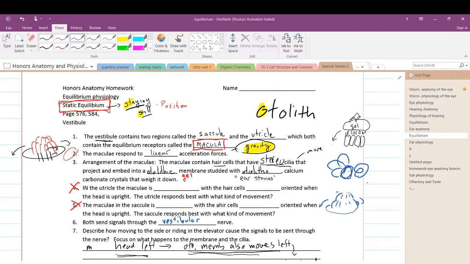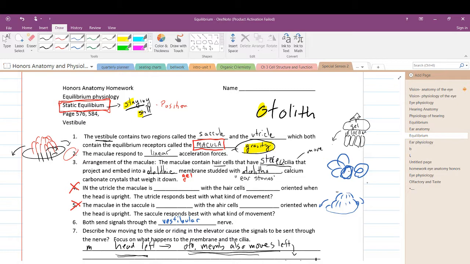So, the organ is the macula. It responds to gravity. So, what is it going to help us respond to? Again, staying still or very straightforward linear acceleration forces. Standing up, moving in a straight line.